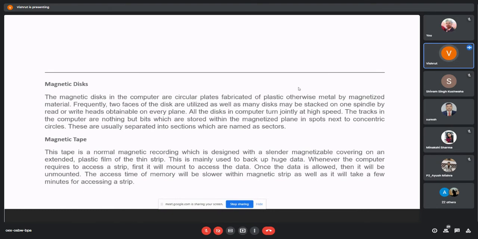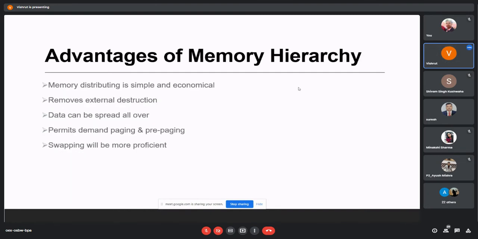Magnetic tape. This tape is a normal magnetic recording which is designed with a slender magnetizable covering on an extended plastic film of thin strip. This is mainly used to back up huge data. When the computer requires to access a strip, first it will be mounted to access the data. Once the data is accessed, then it will be unmounted. The access time of memory will be slower within the magnetic strip, as it will take a few more minutes for accessing a strip.